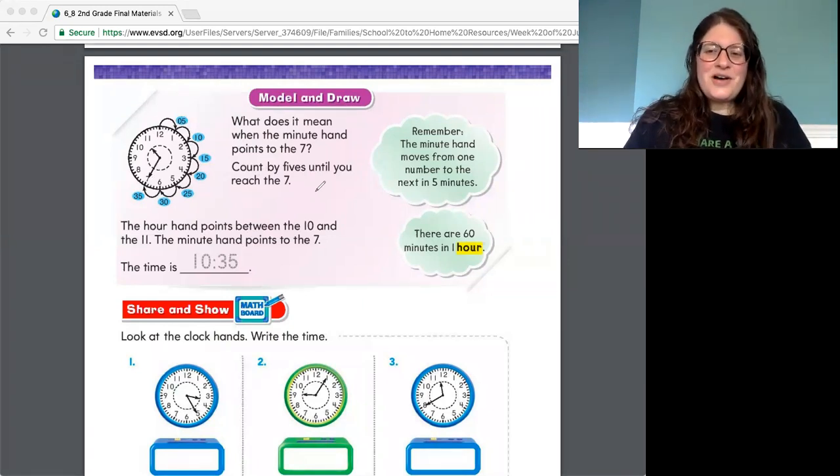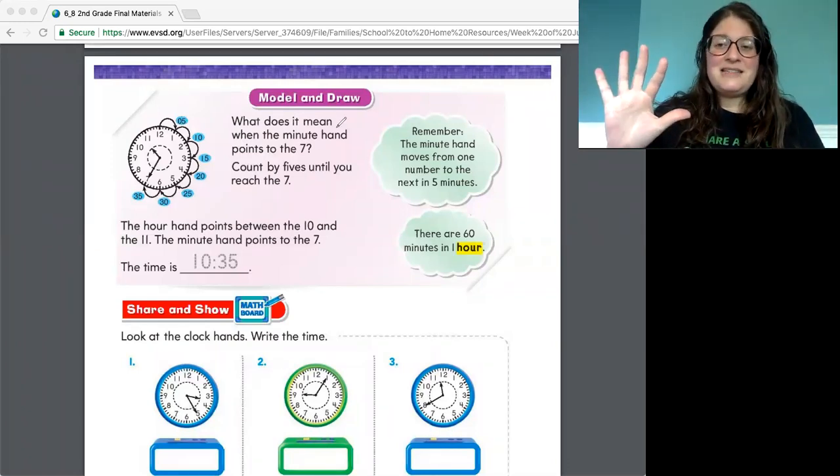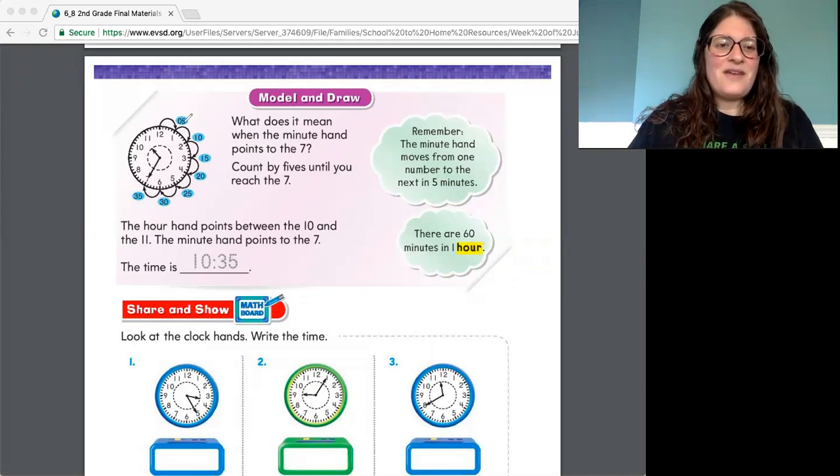Eat a slice of watermelon straight from the vine. 5 seeds in every slice, even mine. You got 5, 10, 15, 20, 25, 30, 35, 40, 45, 50, 55, 60.